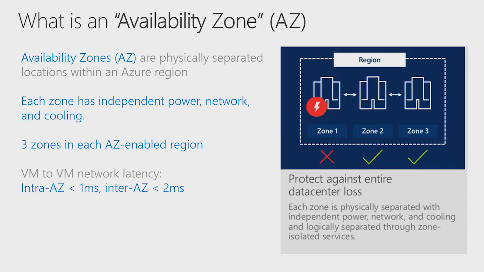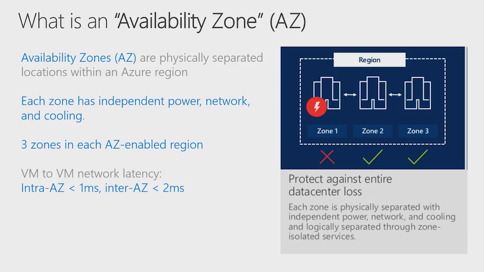Each zone has its own independent power, network, and cooling. And so if one of these zones goes down, your application, if it's configured to run across all three, would continue to run. With Service Fabric, this is fairly simple to set up by configuring an ARM template. Now, there are 3 zones in each Azure availability zone enabled region.